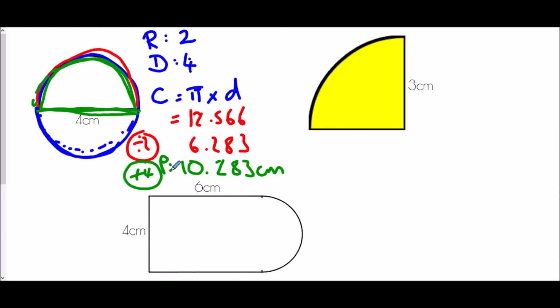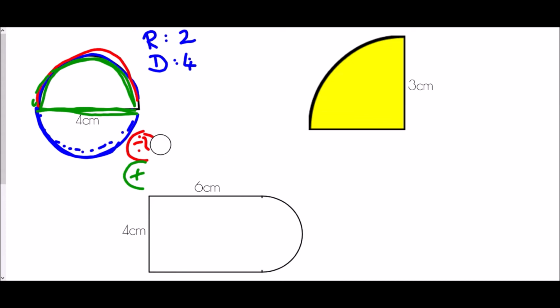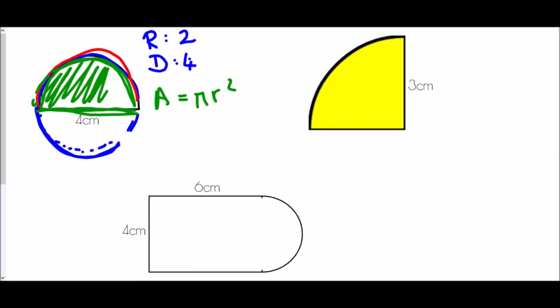Now the area, we're going to have to look a little bit more carefully. So the area of a full circle is pi r squared, but this is not a full circle. How much of a circle is it? Well, it is half, and therefore the area of this shape is going to be pi r squared over 2.